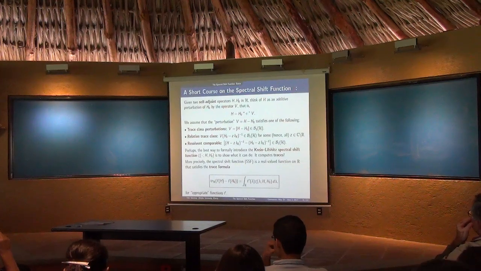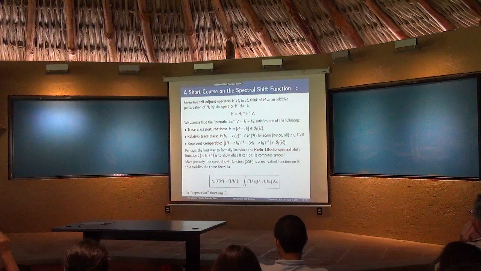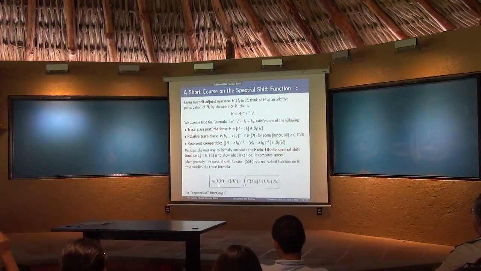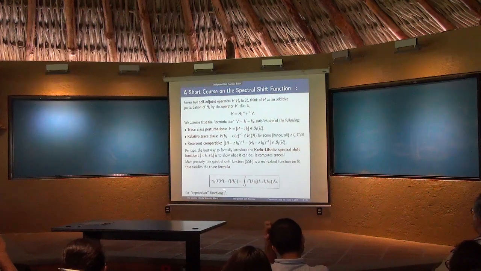But what I wanted to start with was not a definition, but in fact, what can this function do for us? So I'm denoting it from now on in all three lectures by Xi. There's an energy variable here, lambda typically, and then H and H0, the pair of self-adjoint operators. And you see what it does for you is it computes the difference, so the trace of a difference of functions of H and H0. Well, these functions can be, I'm writing here, appropriate functions; I'll talk a little about that.